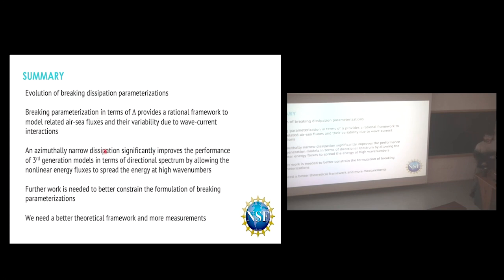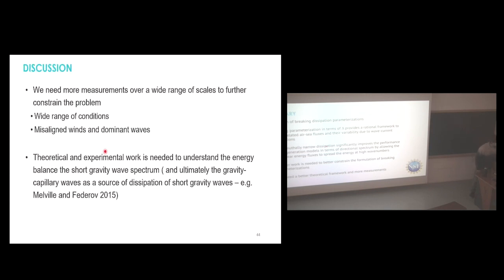Where do we go from here? I think we clearly need a narrower dissipation function. We need a better theoretical framework to really improve these parametrizations. I also think that we need more measurements, and they can definitely help us keep improving these parametrizations. And we need to keep in mind the 2D source functions. Otherwise, a lot of the stuff gets masked away, and we're not going to get better. So I'm going to leave it at that, and I look forward to discussion this afternoon.